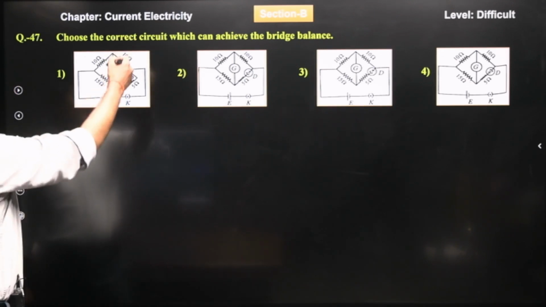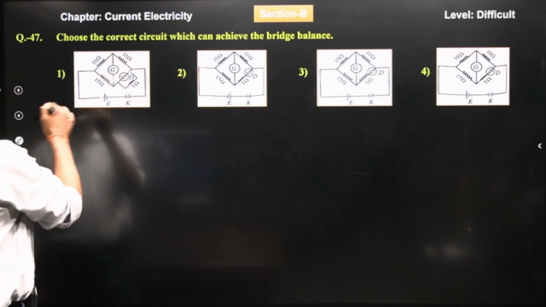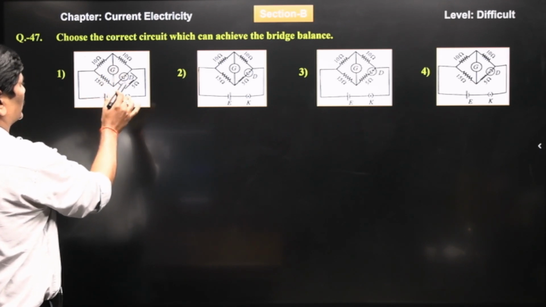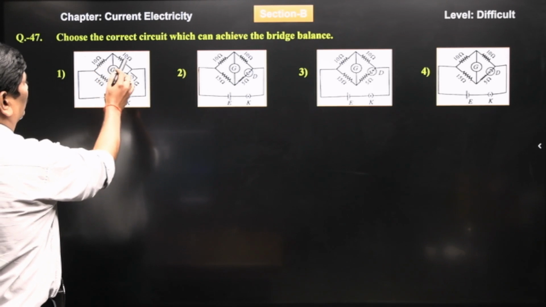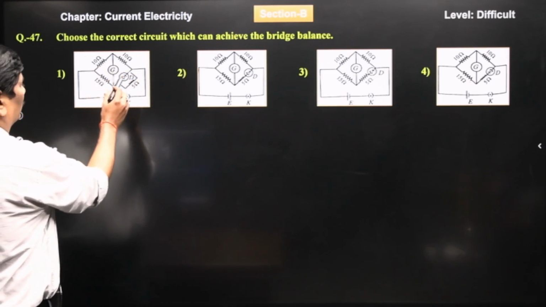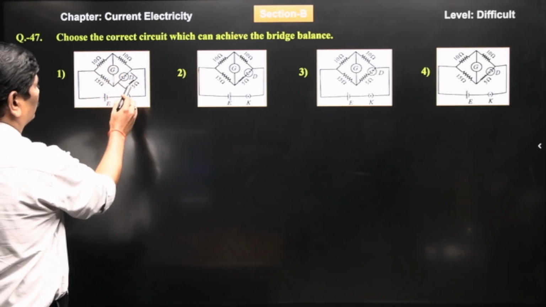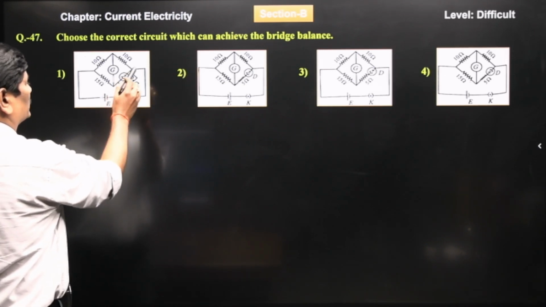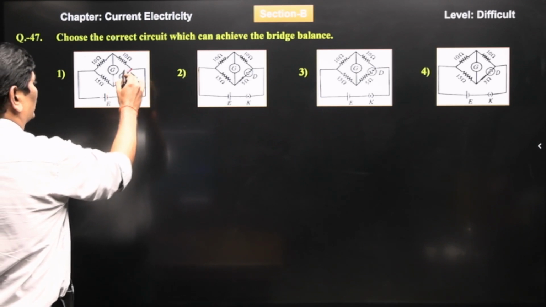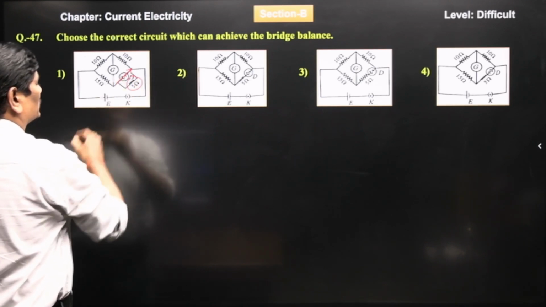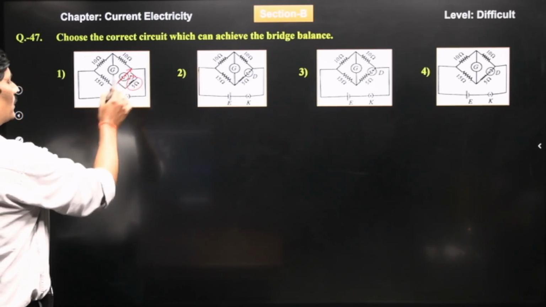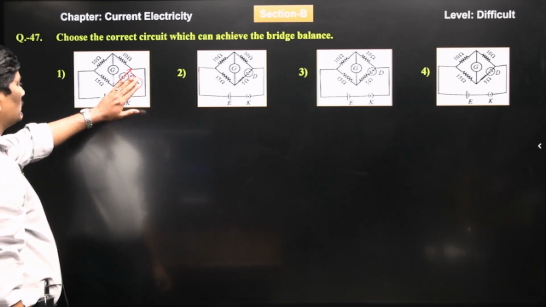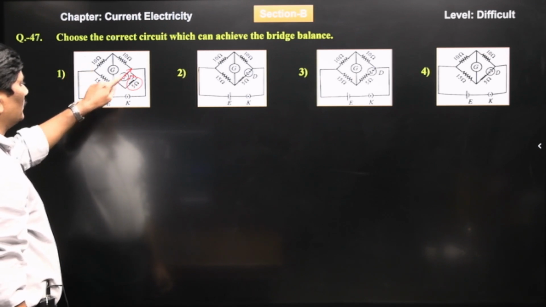Now see the options. If you see the first option, P by Q must be equal to R by S. There is a condition required for balance. P by Q, 10 by 10 is 1, and here 5 ohms is there, but shunted with the diode. Diode is in conducting state, which means this 5 ohms is short circuited. 5 ohms is not there, so we cannot get the balancing condition.